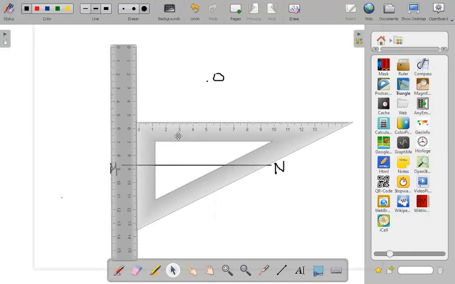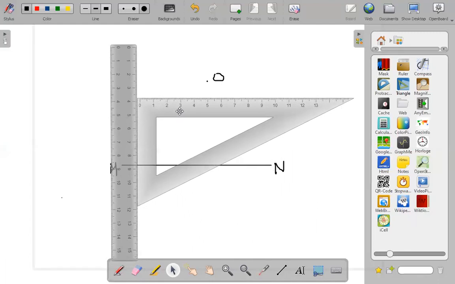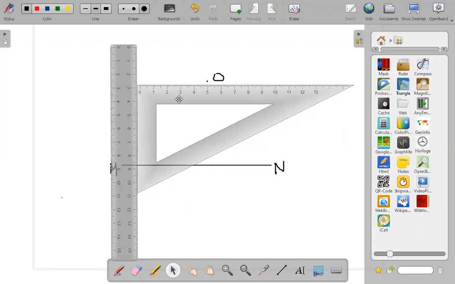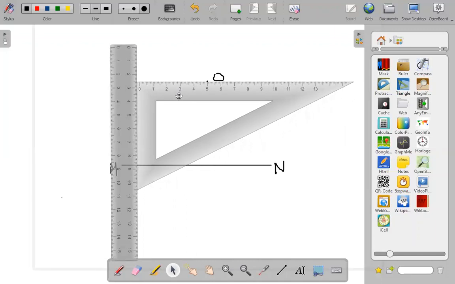Keep moving it. Make sure your set square is not leaving your ruler. Hold it firm, all right, until you get to the point O, just like mine. Then you pick your pencil again and draw the other straight line. Draw it, and the line can be of any length.